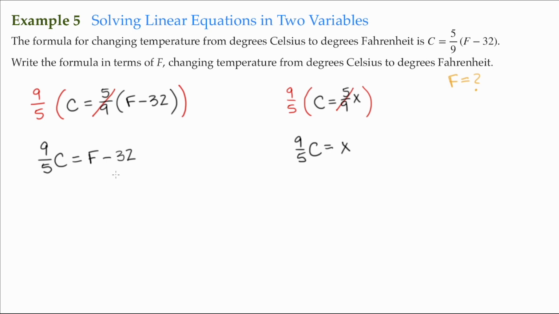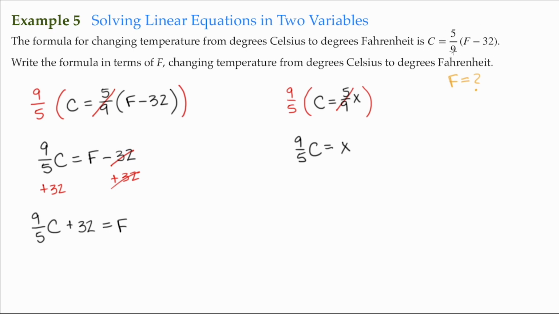Then I could use an addition property. I can add 32 here. I'm looking to isolate F. I'm going to add 32 here. Of course, negative 32 plus 32, they wind up canceling. And I'm left with 9/5 C plus 32. That's equal to F.